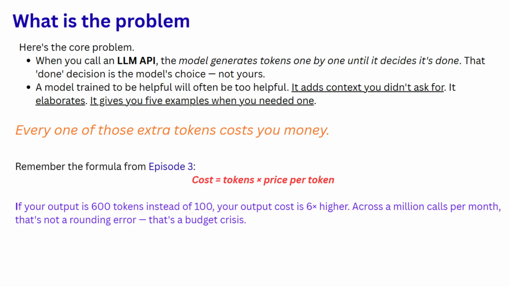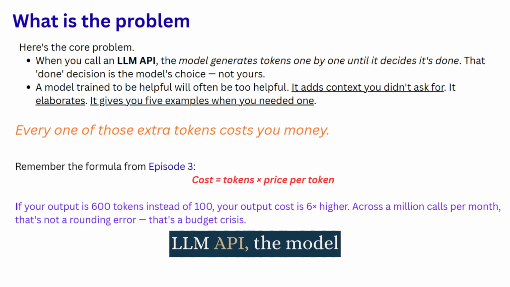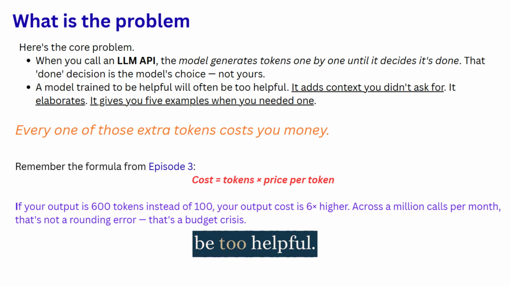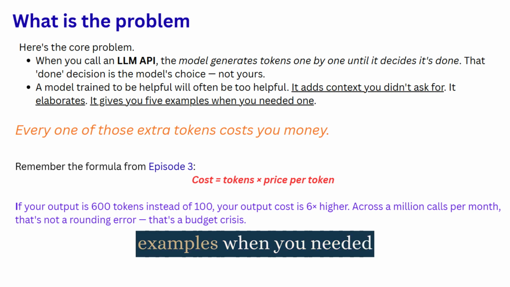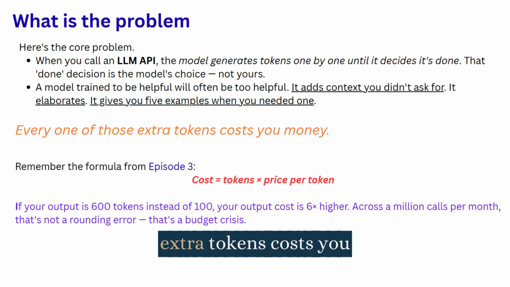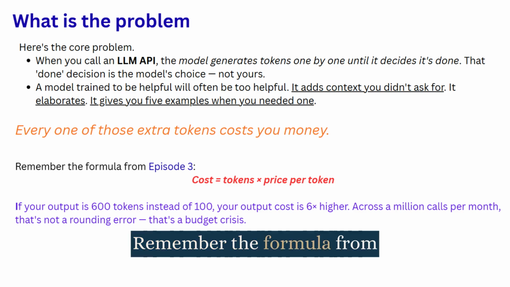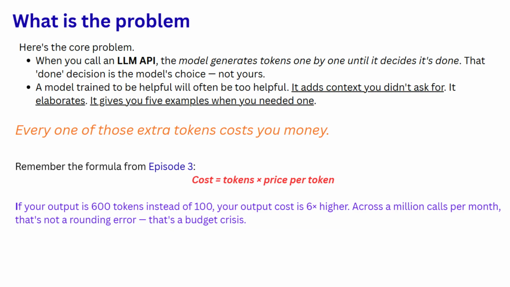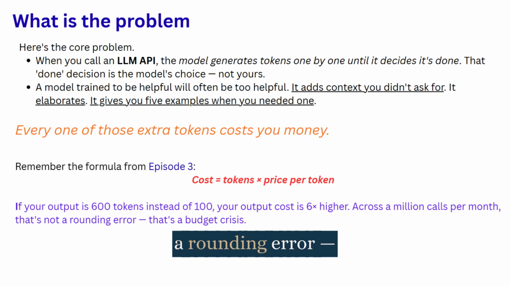Here's the core problem. When you call an LLM API, the model generates tokens one by one until it decides it's done. That done decision is the model's choice, not yours. A model trained to be helpful will often be too helpful. It adds context you didn't ask for. It elaborates. It gives you 5 examples when you needed one. Every one of those extra tokens costs you money. Remember the formula from episode 3? Cost equals tokens times price per token. If your output is 600 tokens instead of 100, your output cost is 6 times higher. Across a million calls per month, that's not a rounding error.